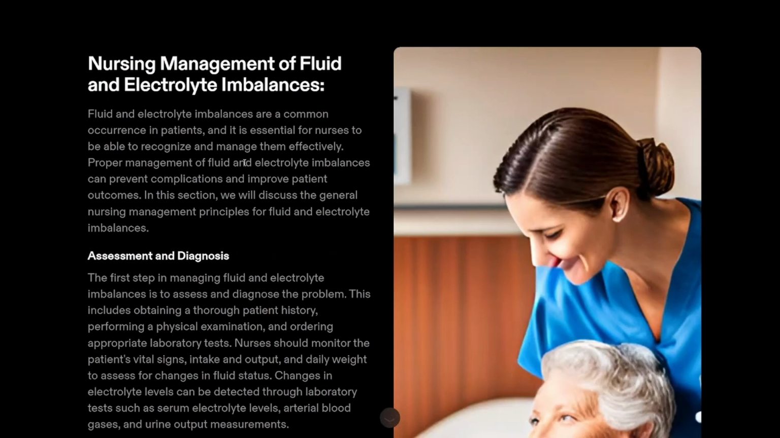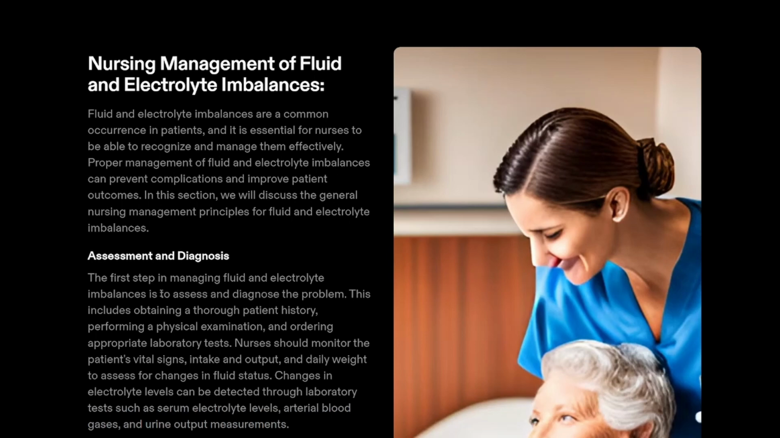In case of nursing management, we need to identify the contributing factors that result in this fluid and electrolyte imbalance, and we need to completely ask for the history, and what we need to provide in order to prevent further complications.